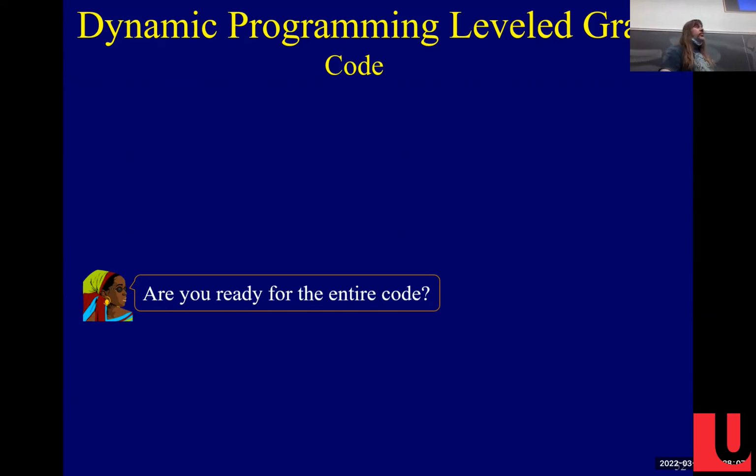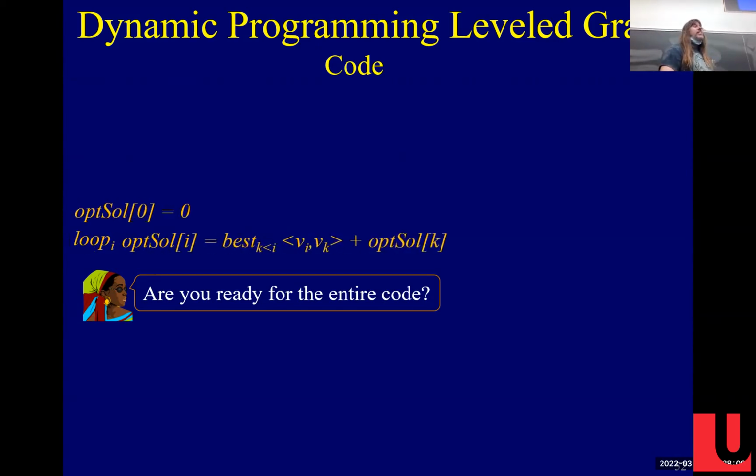Okay, so are you ready for the short version of the code? There, that's the code. You can't get much shorter than that, can you? All right, so the various parts of the code that we have to understand are, first, how do you set up this table indexed by the subinstances?